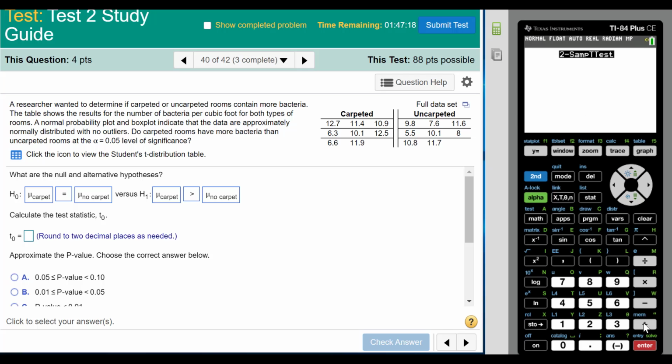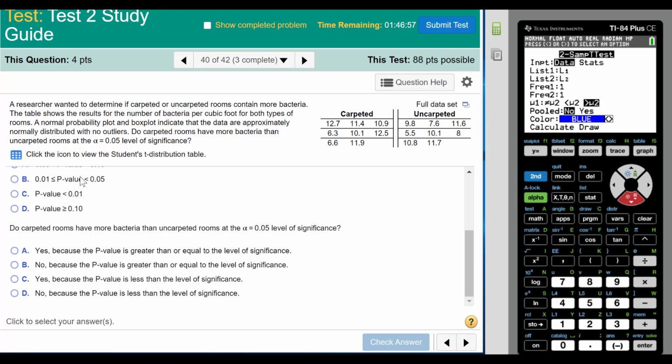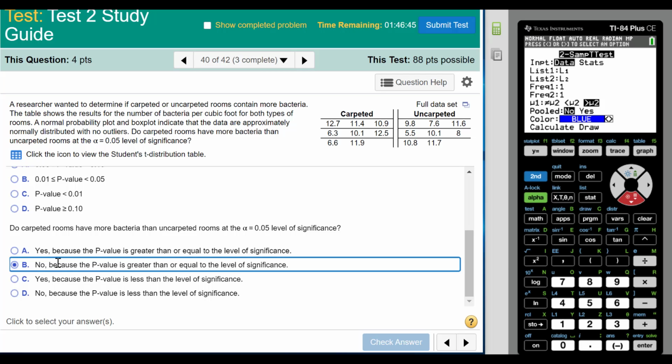It's number 4. You select data, and you make sure that you choose the proper list. Don't change the frequency, and what we're testing, mu1 is bigger than mu2. Enter, and always pooled, leave it as no, and then hit calculate. You're gonna get the same answers. So my p-value is more than alpha, and we don't reject the null hypothesis because the p-value is greater than the level of significance right here.